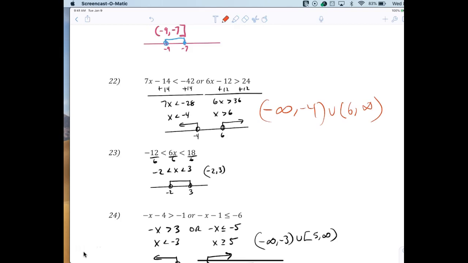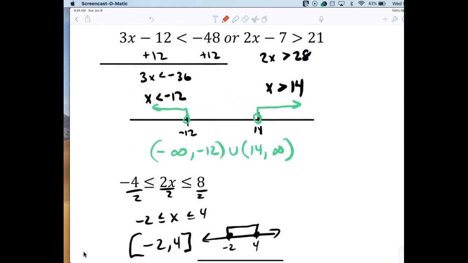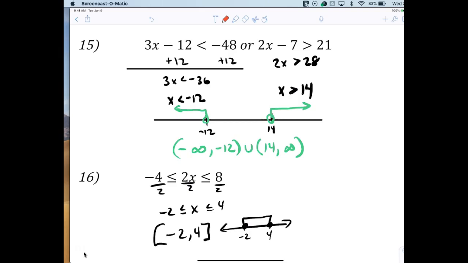Anybody else? Nothing? Yes. All right, let's take a look at 15. Is that good for you?